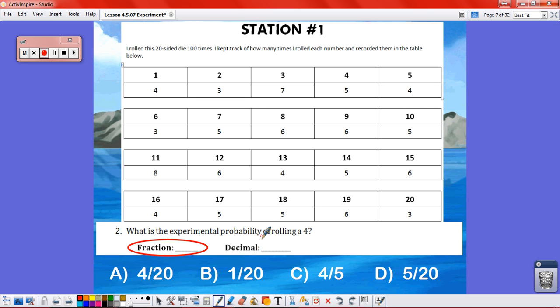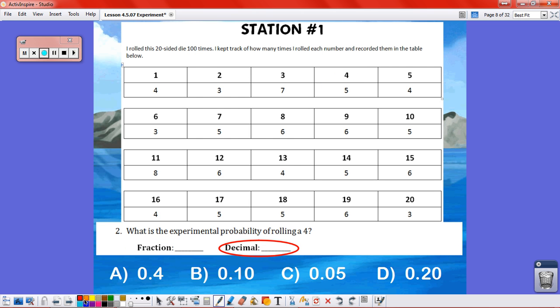Then we look at experimental probability. This is where the table comes in handy. I rolled it 100 times. My denominator is going to be 100, because that's how many trials there were in my experiment. I'm looking for the 4. How many times did I roll it? I rolled it 5 times. So, 5 out of 100. And 5 out of 100 is actually the same as 1/20, because I simplify. And then again, 5 hundredths.